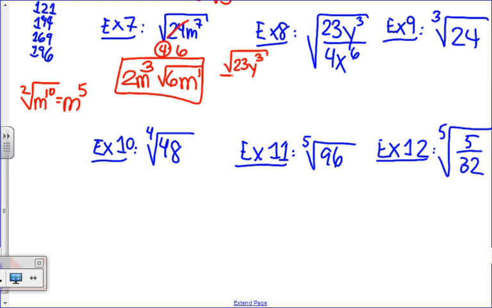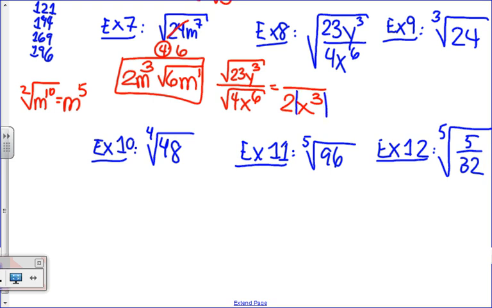23y cubed and 4x to 6. So again, you know that denominator. So let's go ahead and turn it up. Absolute value bars. Okay, let's focus on the numerator now. Do you notice where you're 23? And it's 5. So therefore, you can stay inside.